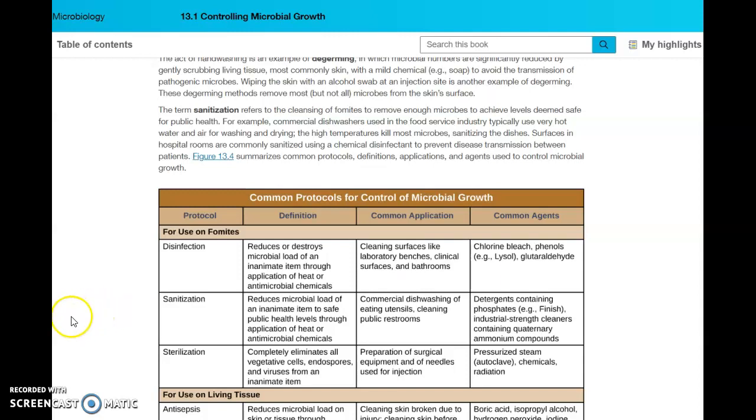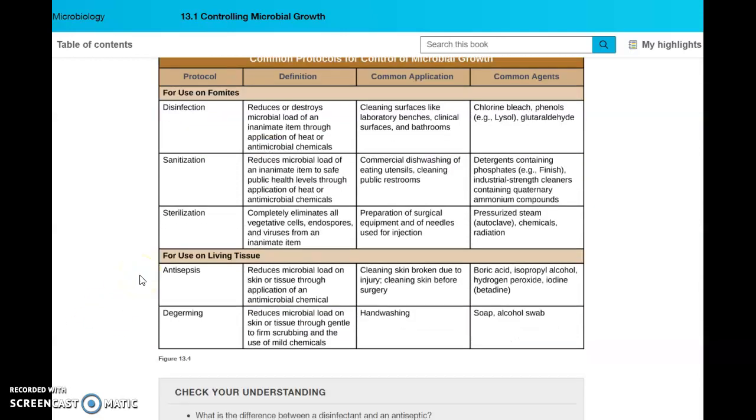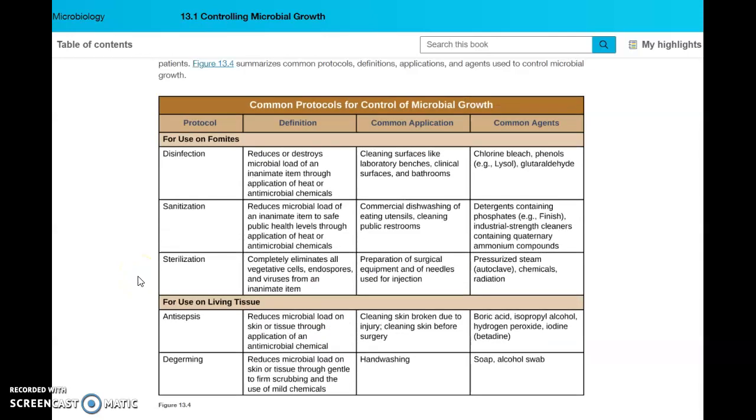That is referred to as sanitization. You've got a table here in section 13.1, which is figure 13.4, that summarizes all of these different protocols for you.